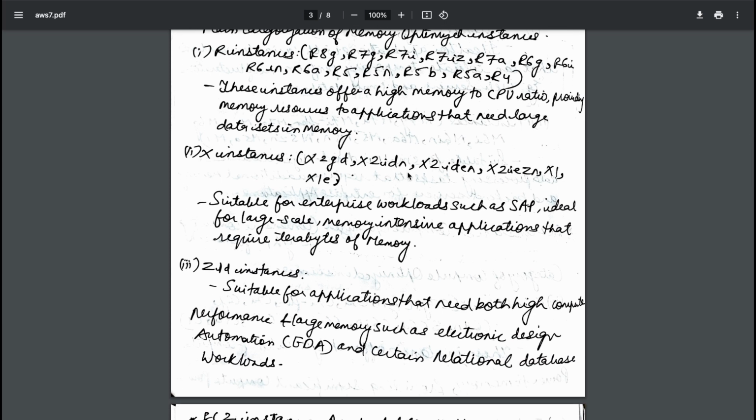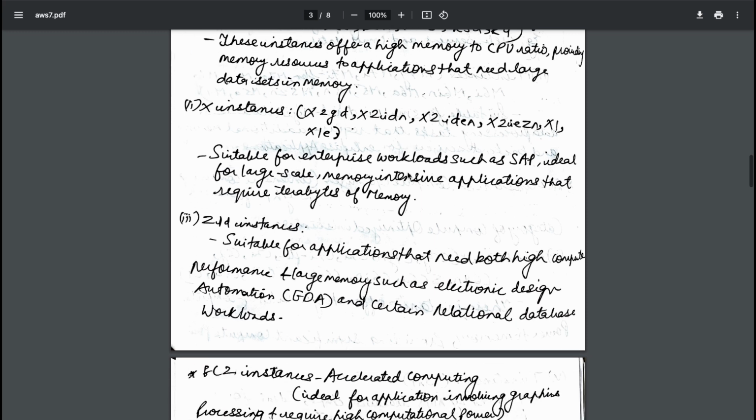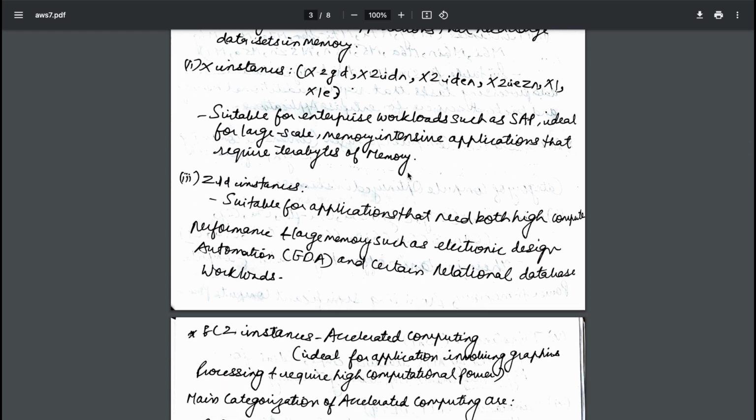So there are X2GD, X2IDN, X2IEDN, X2IEZN, X1 and X1E. These are suitable for enterprise workloads such as SAP and ideal for large-scale memory-intensive applications that require terabytes of memory. Okay, moving forward with Z1D instance, and it is suitable for applications that need both high compute performance and large memory, such as electronic design and relational database workloads.